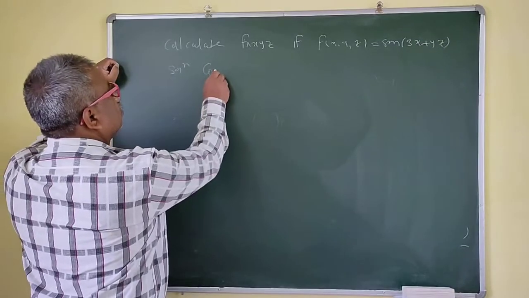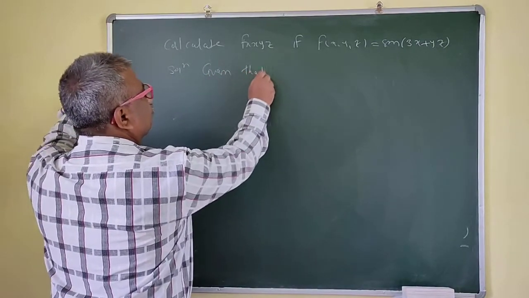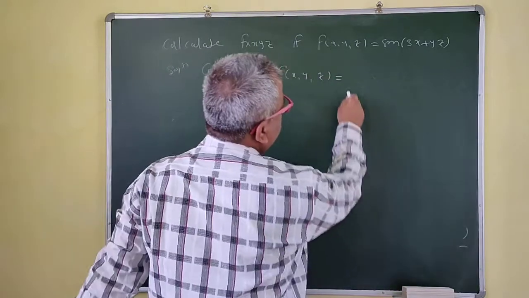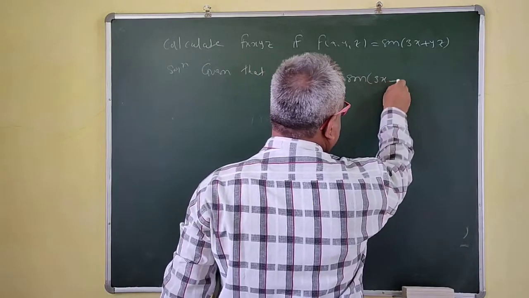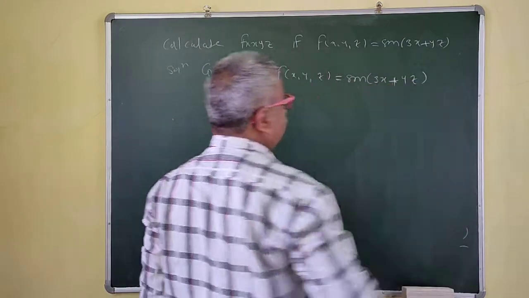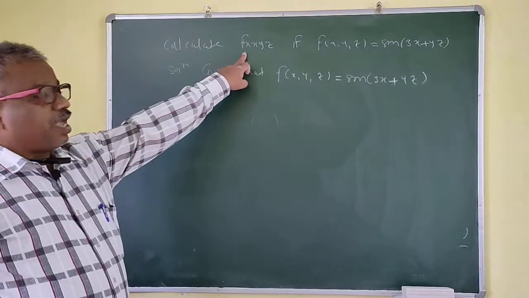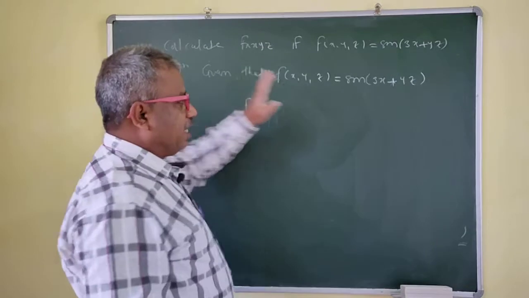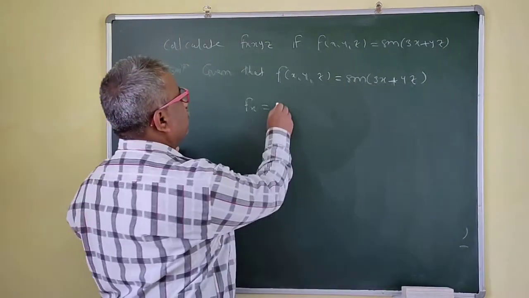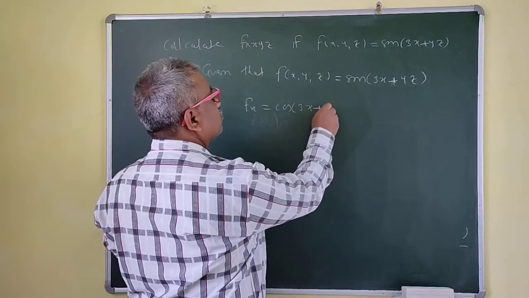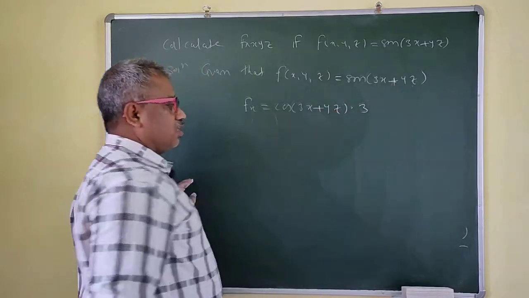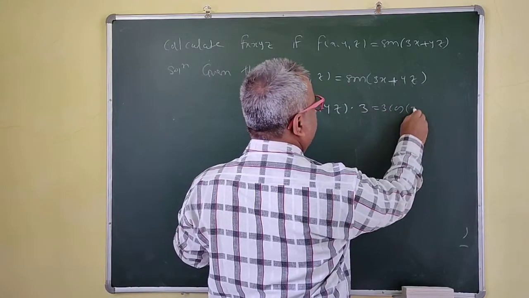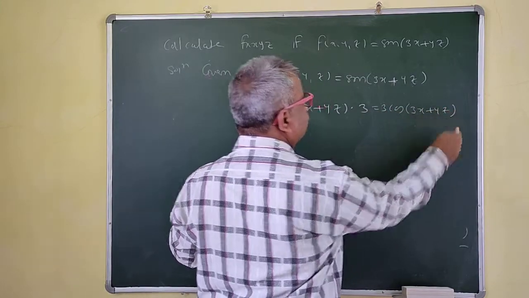Okay, solution. So given that f of x y z is equal to sine of (3x plus yz). So first we will do fx. First we will differentiate with respect to x. So this is sine of something. The derivative of sine of something is cos of something into the derivative of something, which is 3. So this is nothing but 3 cos of (3x plus yz).